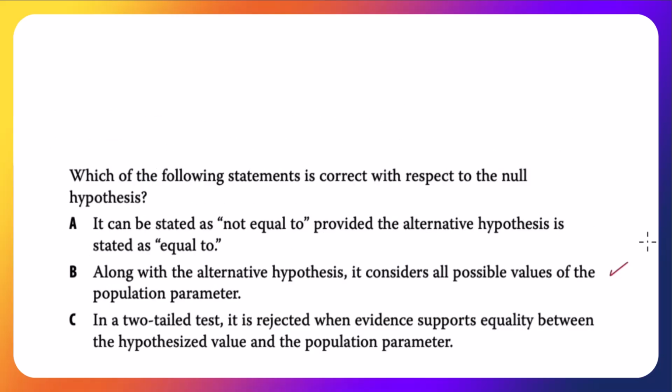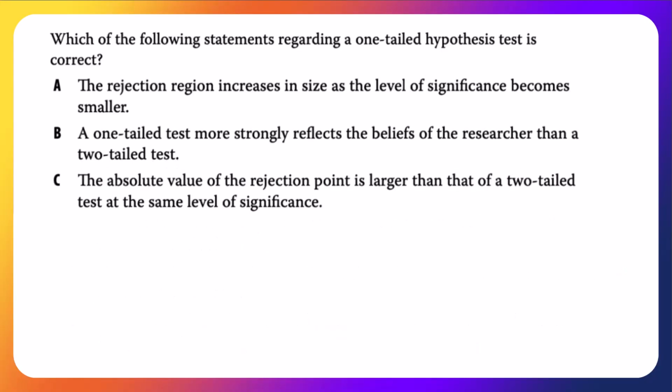Which of the following statements is correct with respect to the null hypothesis? It can be stated as not equal to. We can stop right there. The null is always tested at equality. It cannot be stated as not equal to. It says provided that the alternative is stated as equal to. No. Let's skip B. We know that it's going to be right. In a two-tailed test, it is rejected when evidence supports equality between the hypothesized value and the population parameter. Well, you don't reject the null if you have equality between the hypothesized value and the population parameter, because that is the null. So we can get rid of that. Along with the alternative hypothesis, it considers all possible values of the population parameter. Yes, that is correct.